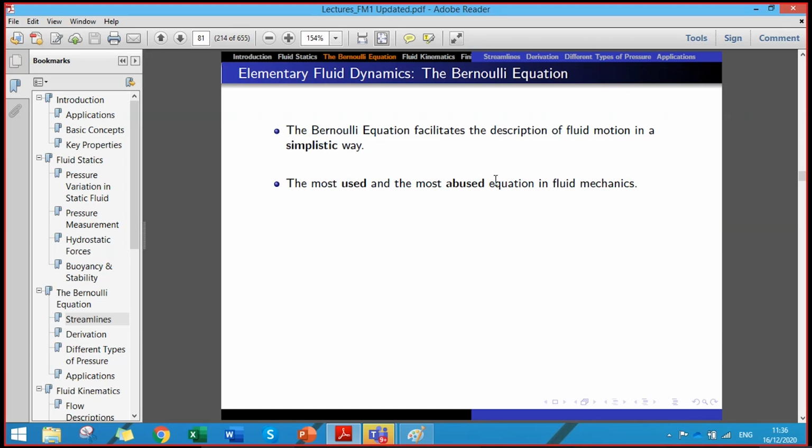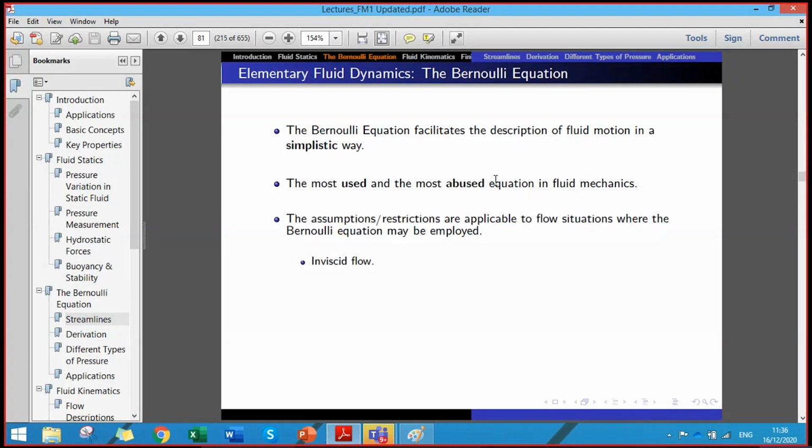Every flow situation cannot be modeled using the Bernoulli equation. Although it is the simplest equation, and can give you an idea about most commonly encountered flow situations, it cannot always be used for all flow situations because there are some limitations on its use. These assumptions and restrictions define the flow situations where the Bernoulli equation can be applied.